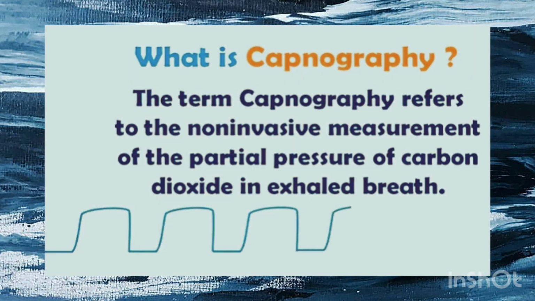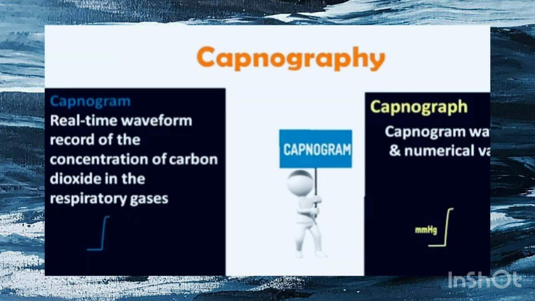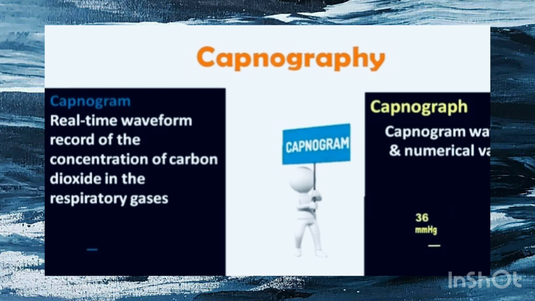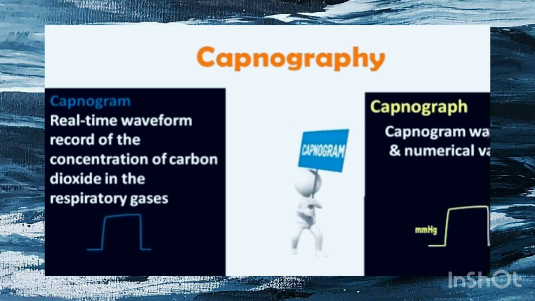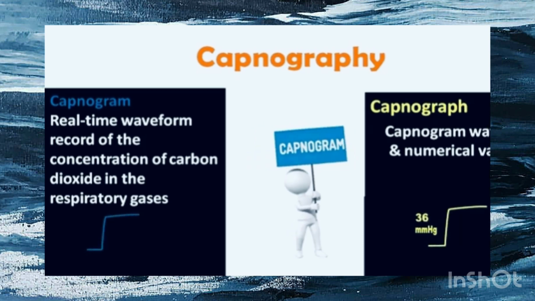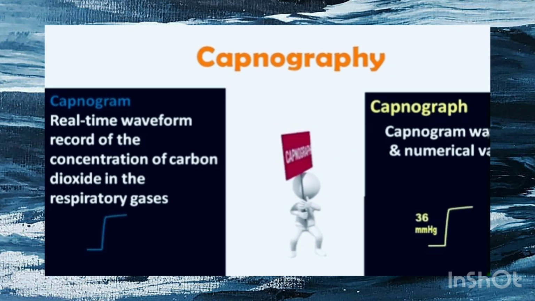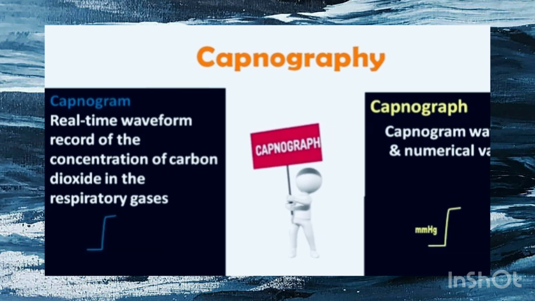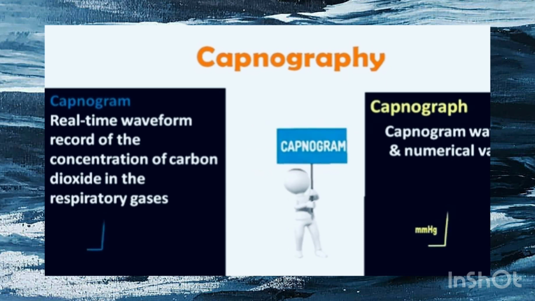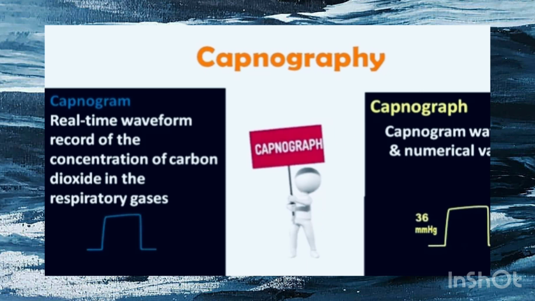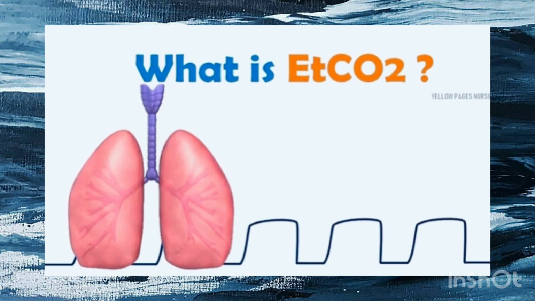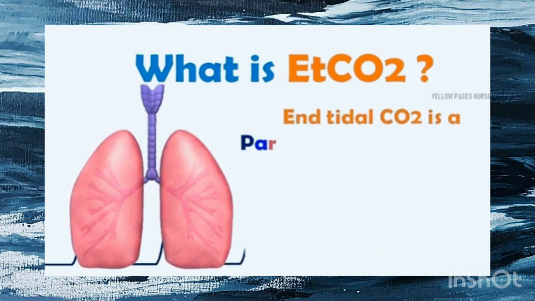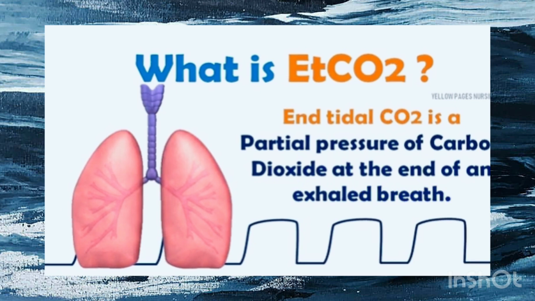Now, let's discuss what is capnogram and what is capnograph. Capnogram provides a real-time waveform record of the concentration of carbon dioxide in the respiratory gases, whereas capnograph provides waveform plus numerical value, as shown in this image. Now, what is end-tidal carbon dioxide? In short, we call it EtCO2, which is the partial pressure of carbon dioxide at the end of an exhaled breath.